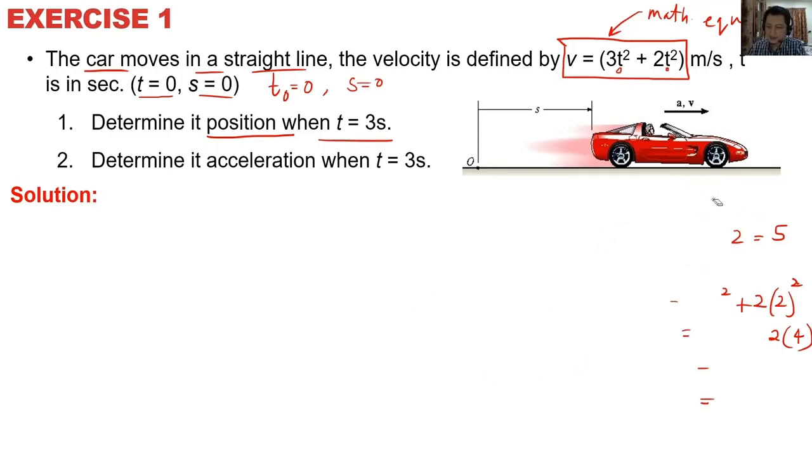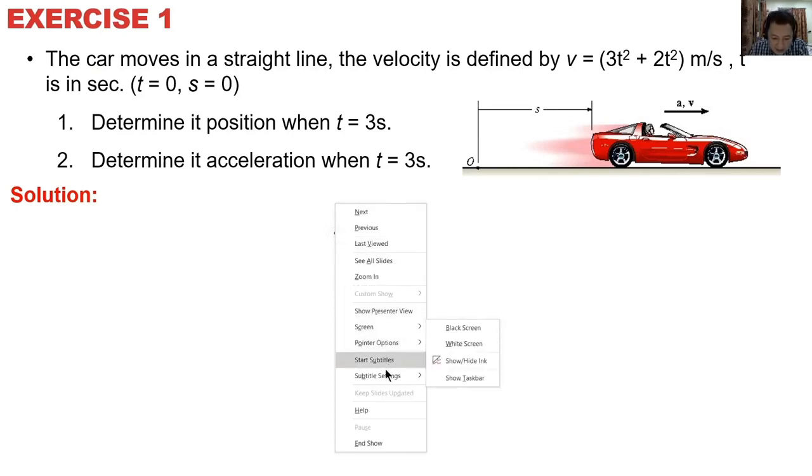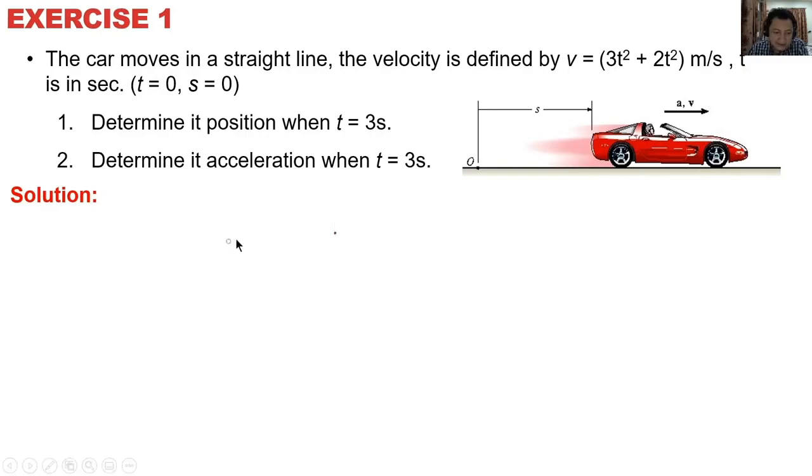Let me remove this and clear your minds. So let's list down your mathematical equation. Is there a quicker way for me to do this? Screen, I cannot clear. Never mind. Okay, v is equal to 3t squared plus 2t squared.